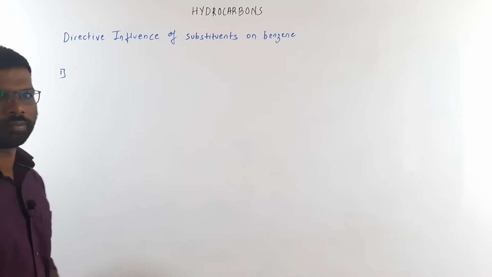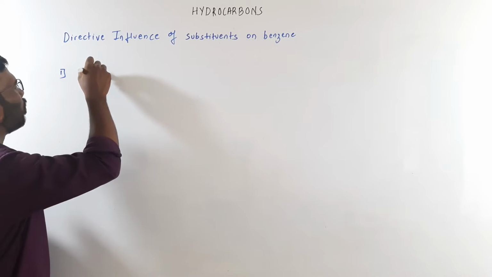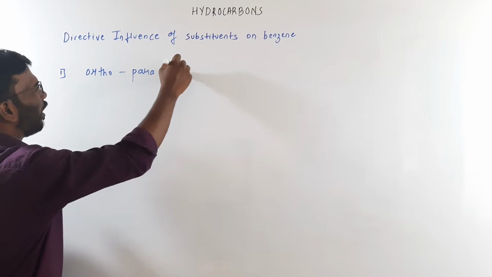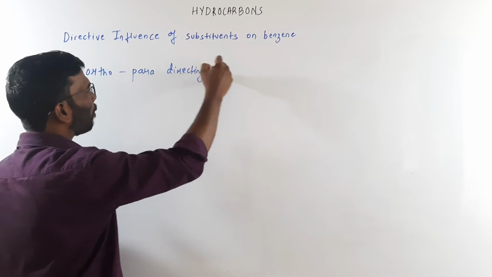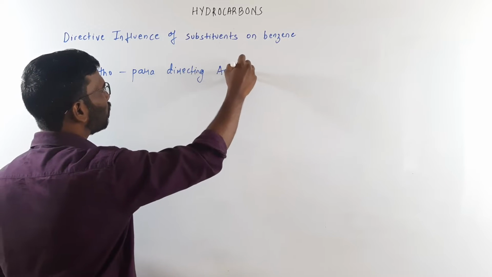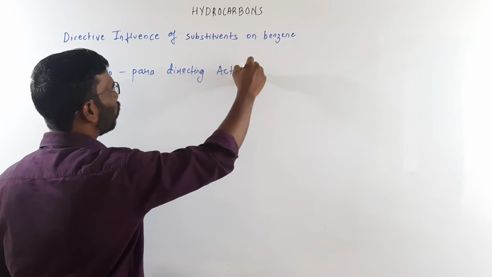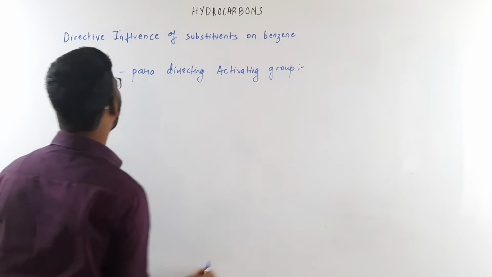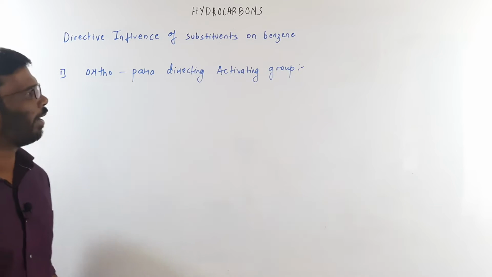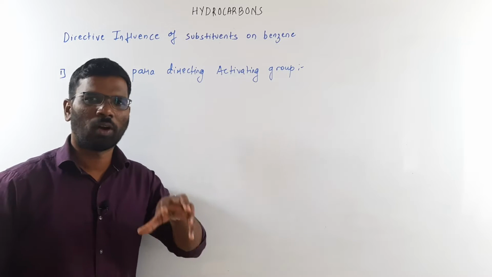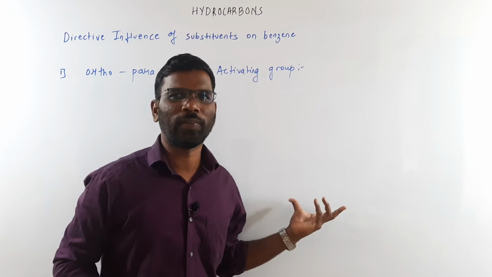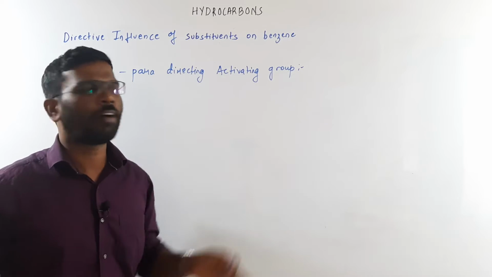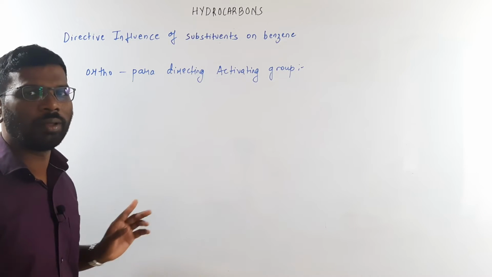So the first thing is that I will categorize. There are ortho, para directing, activating groups. Okay, this is one category, ortho, para directing, activating groups of the benzene. It means the benzene will get activated, it will become more electron rich, and the incoming electrophile will go to the ortho and the para position.